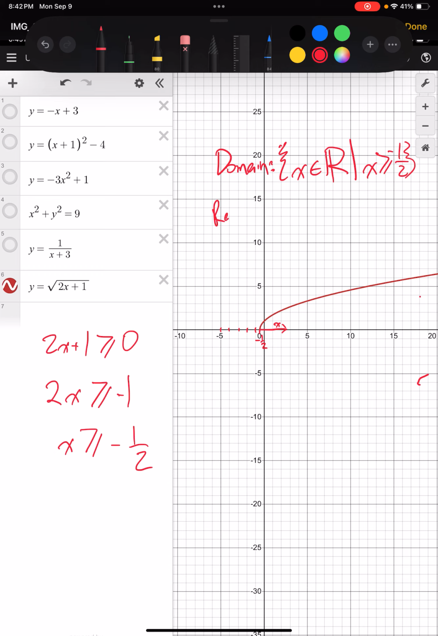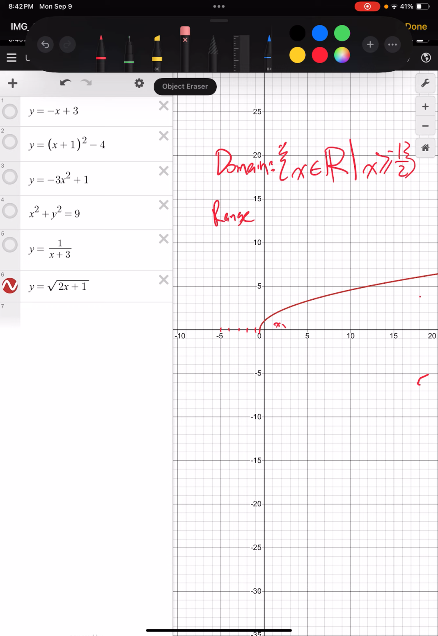And the range, okay, let's look at the restrictions on y. We'll look at the graph. We already know from the graph that y is only defined for greater or equal to 0. But let's look at this equation here. Can this ever be negative? Can I take a square root of something and it be negative?